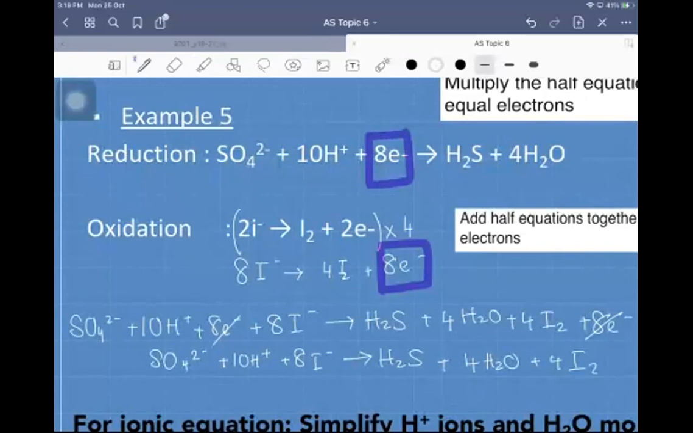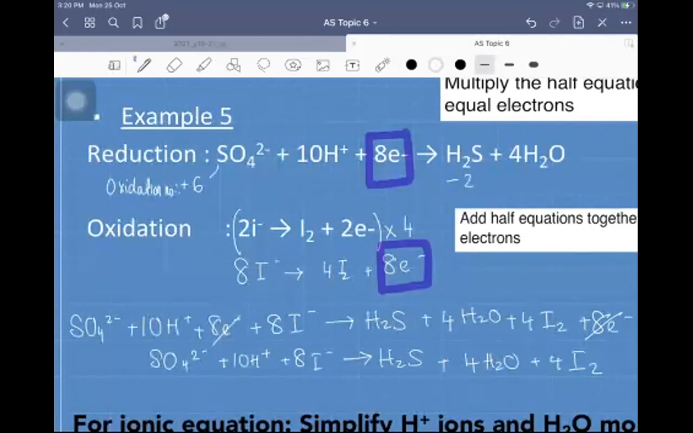Another thing that I want to point out is the species that is being oxidized. Okay, first we look at the reduction. The element that is being reduced is actually your sulfur, not oxygen. Okay, if you remember to work out the oxidation state or the oxidation number of sulfur, you should find that it is +6 in SO4 2 minus oxidation number, and then in H2S it's -2.